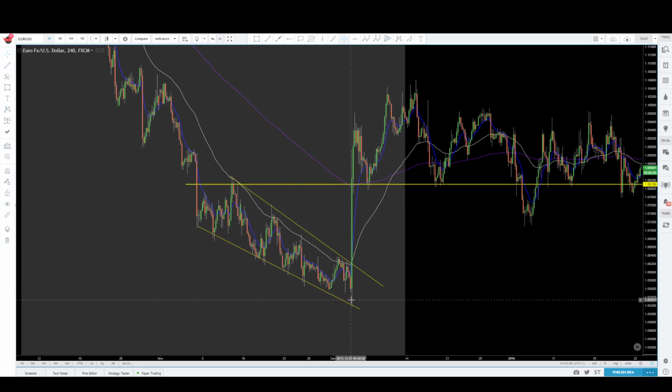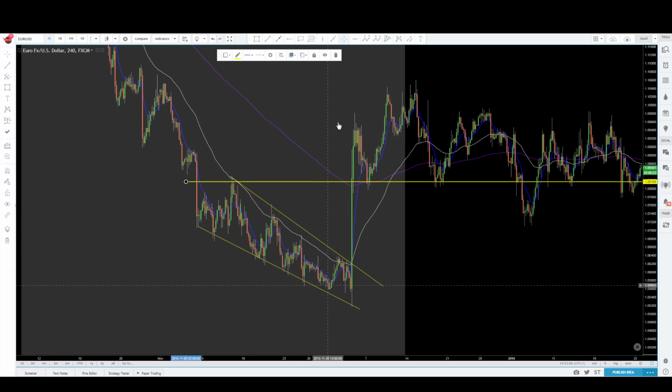Now look at what happens. Price explodes out of this area. So we break resistance, we break all these levels, all this liquidity, and then what begins to happen?